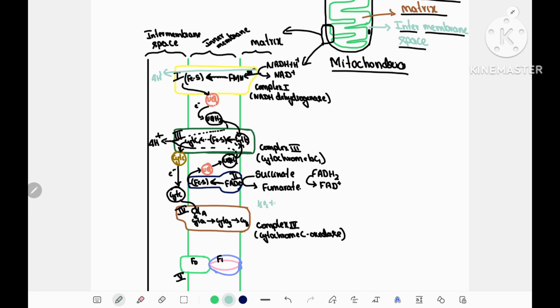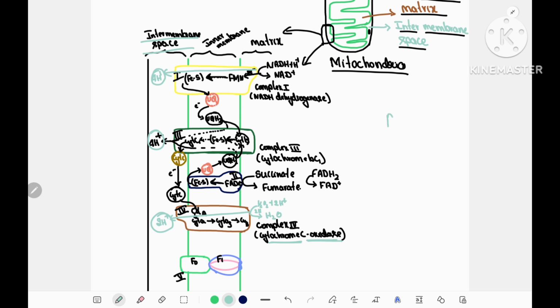Now at complex 4, finally the electrons are accepted by oxygen. So here is the role of oxygen. During oxidation of food, the role of oxygen is at complex 4, and it will undergo reduction to form water, and as a result there is a pumping of protons from matrix to the intermembrane space.